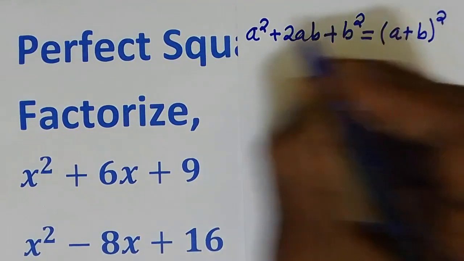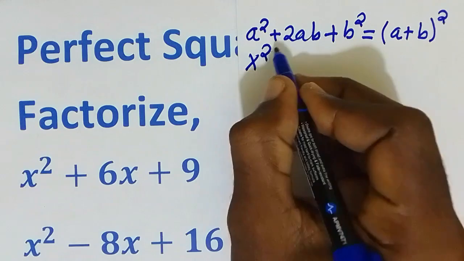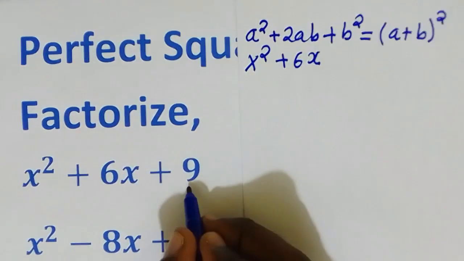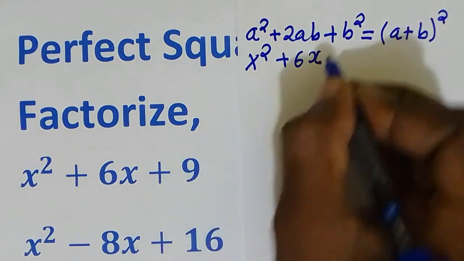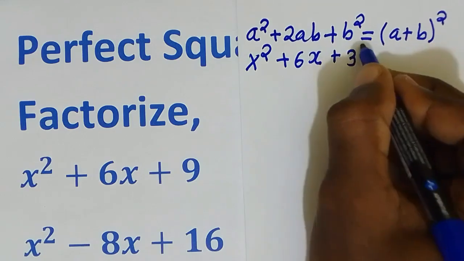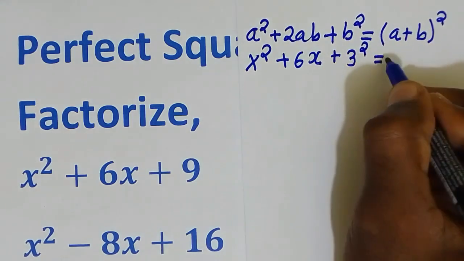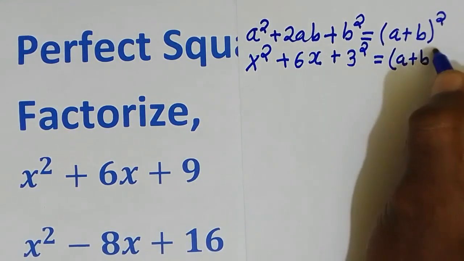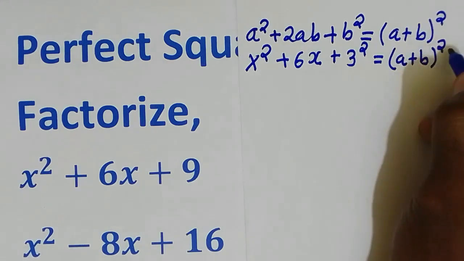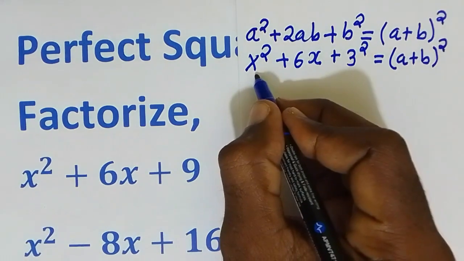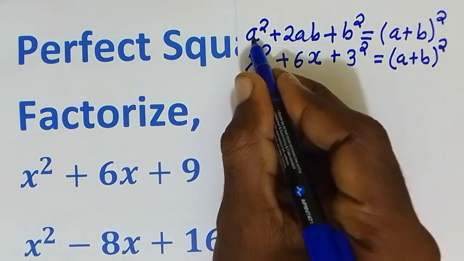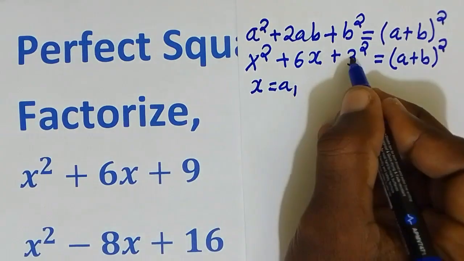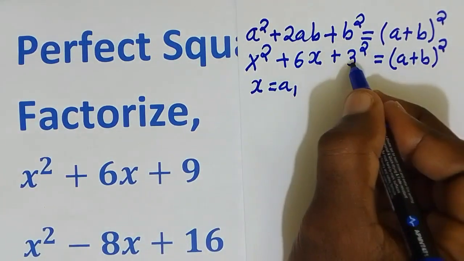Let us put our quadratic expression in this form. That is going to be x squared plus 6x plus 9, and 9 is the same as 3 squared. This is equal to (a plus b) squared, but when we compare here, x is equal to a and b is equal to 3.